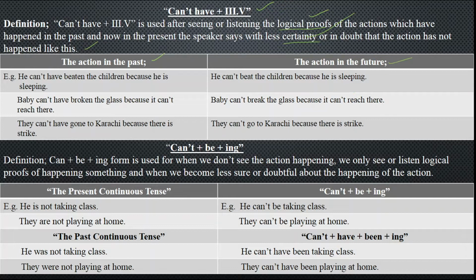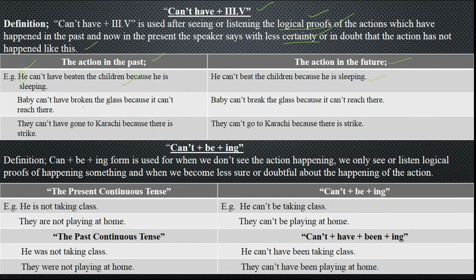Now, if I say, he can't have beaten the children, he is sleeping. Here we have the prediction that the children are weeping, but he can't have beaten them. Why? Because he is sleeping. My prediction over here is that this action has happened, that the children are weeping, but I am sure. Why? My certainty is that because this gentleman is sleeping, maybe for another reason the children are weeping. In the same way, for the future, how could you say he can't beat the children because he's sleeping?